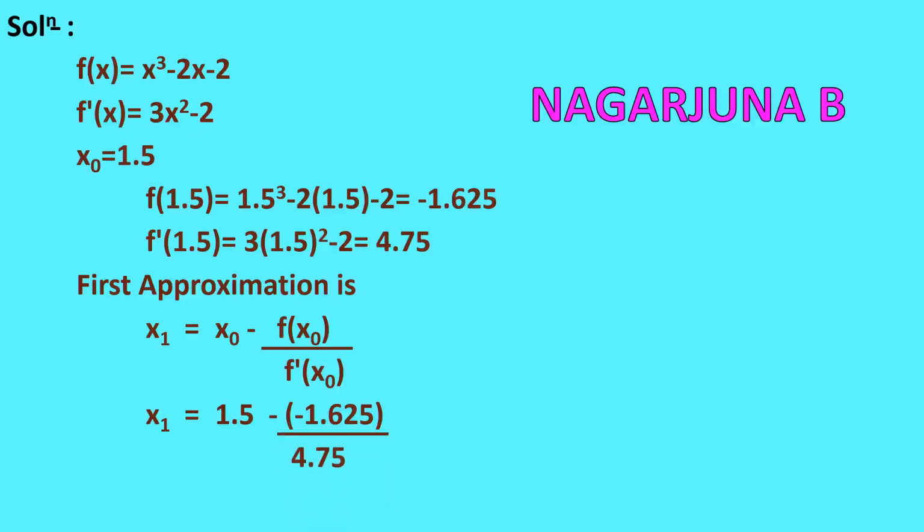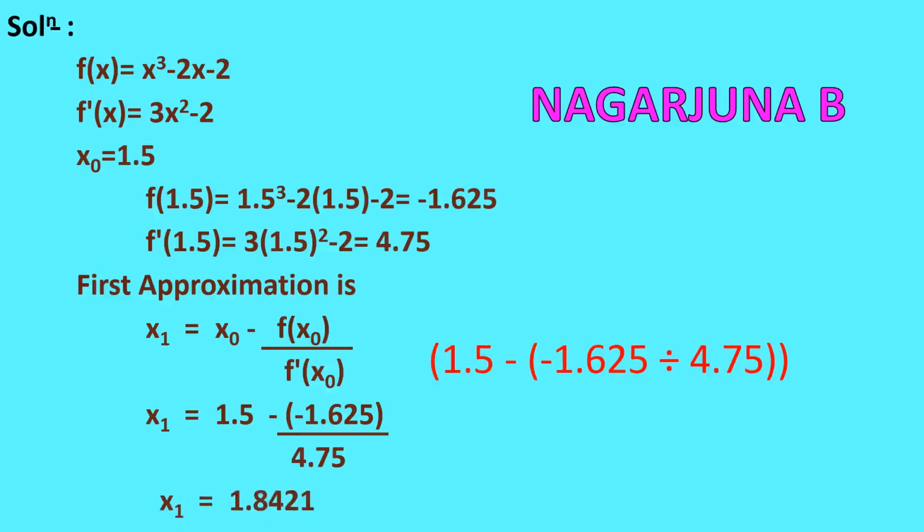In the calculator, we can write: open the bracket, 1.5 minus, again open the bracket, after that the minus sign. This minus sign should be the small minus sign present in the calculator, -1.625 divided by 4.75, close the bracket, again close the bracket. So this will give the answer, and that answer will be the value of x1. Therefore x1 is equal to 1.8421, which we get after rounding off to 4 digits after the decimal point.